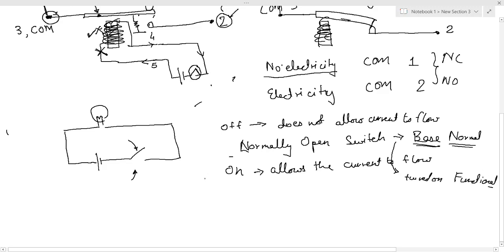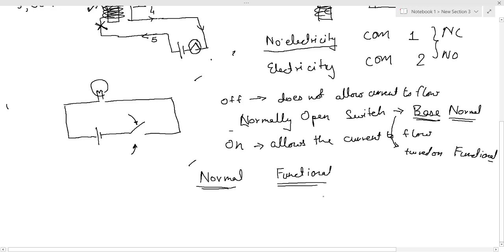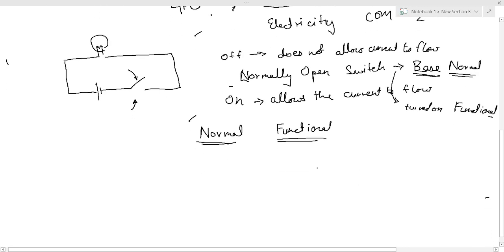Okay, so each switch has two states. These states are normal state and functional state. When the switch is not pushed, it is in normal state, and when the switch is pushed, it is in functional state. So how does this work? Initially when the switch is not pushed, it is in normal state, and in normal state what is the condition of the circuit? The circuit is open. Hence, this kind of a switch is known as a normally open switch.